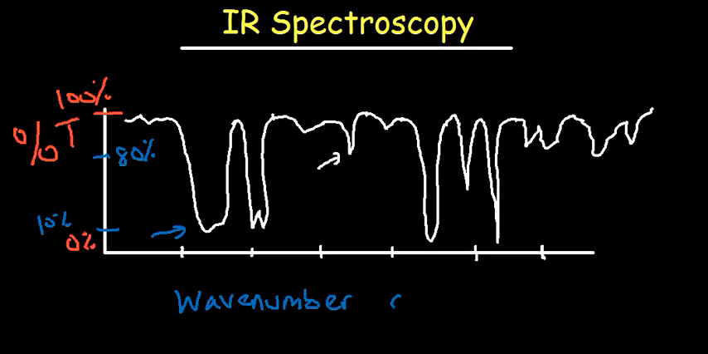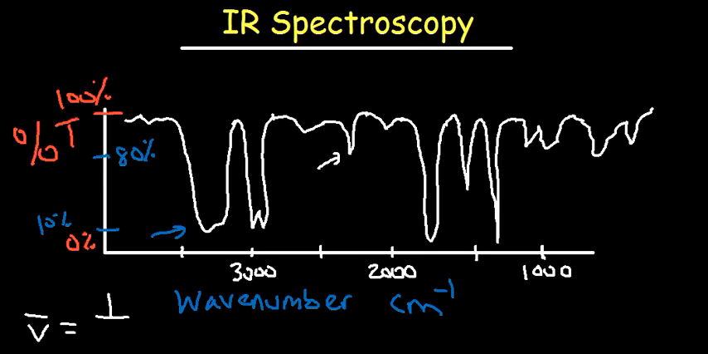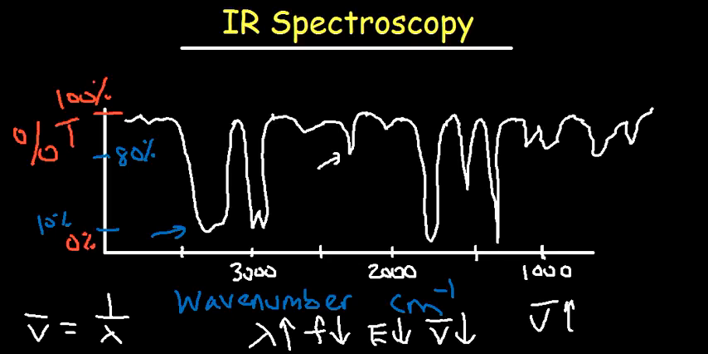The units for wave number are reciprocal centimeters. This is around 3,000, that's about 2,000, and here it's about 1,000. The wave number, which looks like a V with a line on top, is equal to 1 over lambda, the wavelength. As the wavelength increases, the frequency decreases. They're inversely related. As the frequency of a photon decreases, the energy decreases, and so does the wave number. So wave number is proportional to frequency and energy. The higher the wave number, the higher the frequency of the photon, and thus the more energy it has.